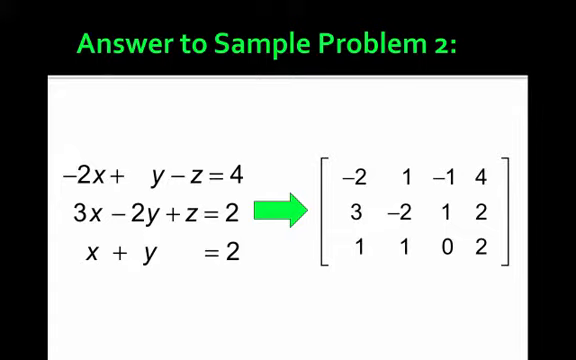Now that we have the reordered equations, we can turn the system into an augmented matrix. As before, we will list only the coefficients and the corresponding positive or negative signs. So you can see we have -2, 3, 1 that corresponds to all the x's, 1, -2, 1 that corresponds to all the y's, -1, 1, and now 0 that corresponds to all the z's. There is a 0 there because there's no z in the third equation. And then finally, for all the answers, we have 4, 2, and 2.